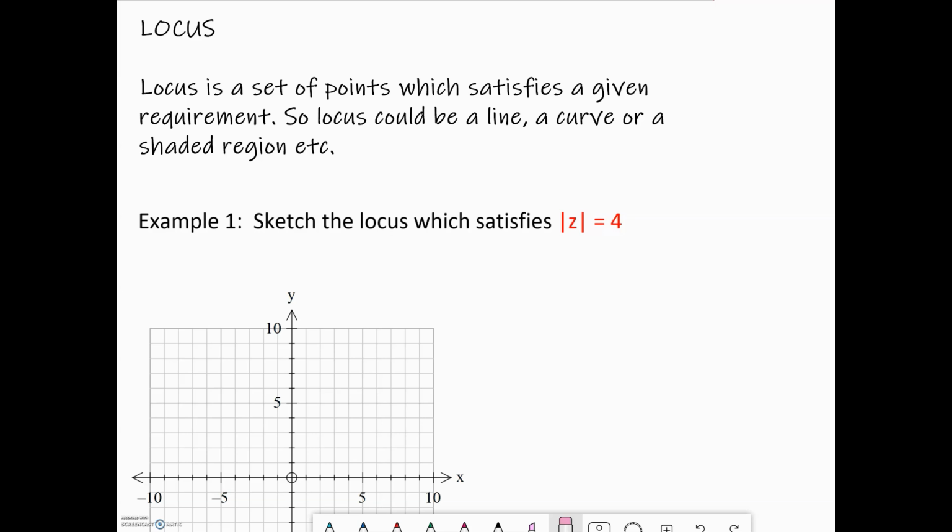In this video, we're looking at locus. Locus is a set of points which satisfies a given requirement. So locus could be a line, a curve, or a shaded region, and so on. Now let's look at an example.